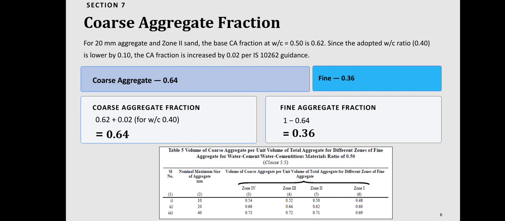Next is coarse aggregate fraction. The code gives a base coarse aggregate fraction of 0.62 at a water cement ratio of 0.50 for 20 mm aggregate size and zone 2 sand. So we can refer to Table 5 of IS 10262 for getting that 0.62. Since our ratio is lower, which is 0.40 only, we adjust upward by 0.02 as per the recommendation of the IS code, giving us 0.64 for coarse aggregate and by the difference 0.36 for fine aggregate. That is 1 minus 0.64, which is equal to 0.36, the fine aggregate fraction here.